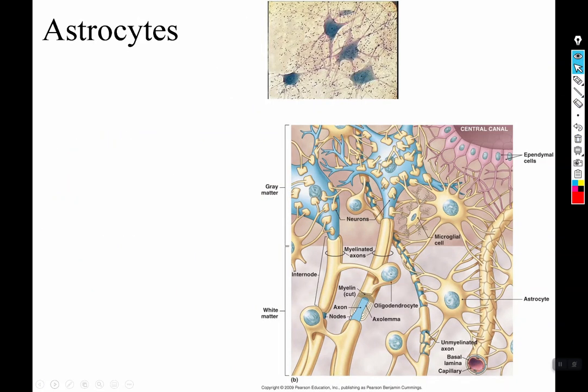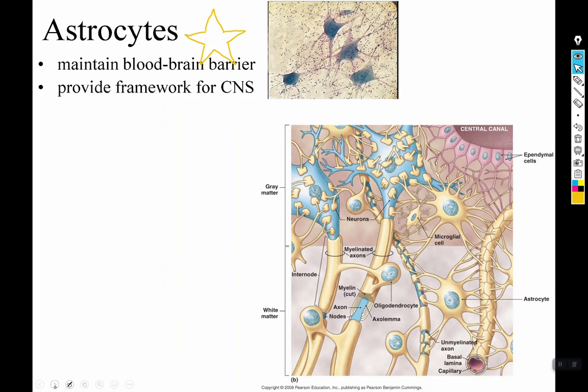Okay, astrocytes. So astro reflects star. And if we just give them a look, what we're going to see is they have multiple extensions and projections. So here's one, which gives them a sort of stellate or star-like appearance. So that's why they're named that.